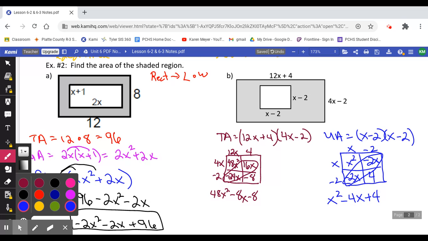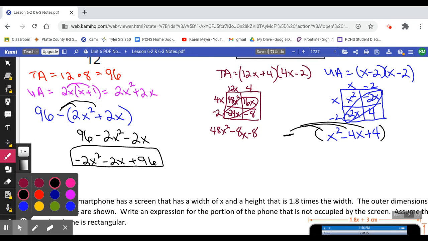And then remember, we have to take the total area minus the unshaded area. And since there's more than one term on the unshaded area, I put that in parentheses, and then we have to distribute that minus sign. So total area, I'm not doing anything to that: 48x squared minus 8x minus 8. Now, when I distribute the negative sign, remember that just switches the signs, so it becomes negative x squared, positive 4x, and negative 4. Then you get to finish it up by combining like terms.